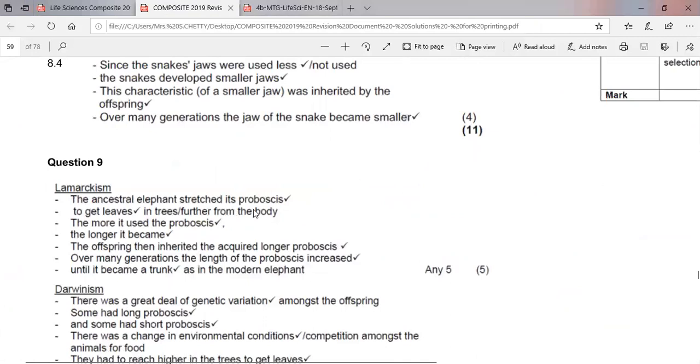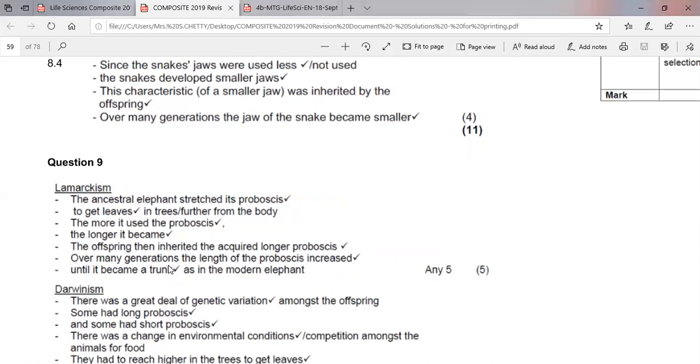The ancestral elephant stretched its proboscis to get leaves in trees. The more it used its proboscis, the longer it became. The offspring then inherited the acquired longer proboscis. Over many generations, the length of the proboscis increased until it became a trunk. For the children to actually see that the proboscis became a trunk was a bit far-fetched of the examiner. But you could have said that the proboscis became longer and longer because they tried to reach the leaves that were higher up, because they told you that the elephant used the proboscis to eat the leaves.